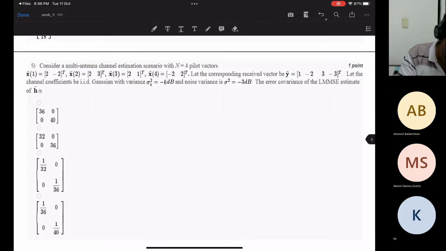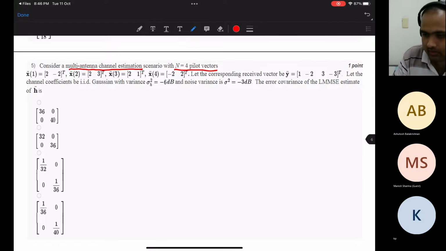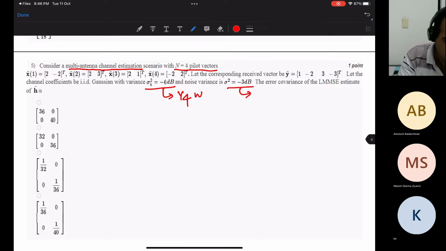Right. Question 5. Multi-antenna channel estimation. We are given N is 4 pilot vectors, and again the x and y vectors are similar to the previous two questions. Sigma h square is minus 6 dB, which is equivalent to 1/4 in watts, and sigma square is minus 3 dB, which is basically 1/2. We are asked what the error covariance is. In the lectures, it has been derived.